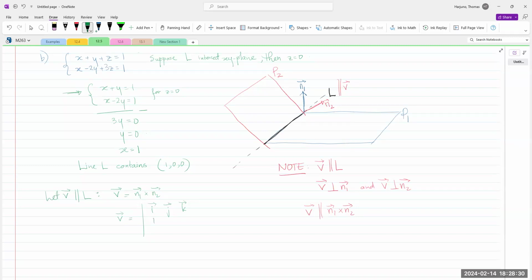So this is 1, 1, 1, and then 1, negative 2, 3. So the cross product will be 3 plus 2, which is 5, 3 minus 1 is 2, but the second component is opposite. Negative 2 minus 1 is negative 3.